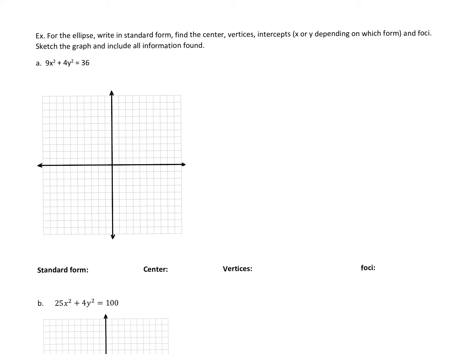For the ellipse, write it in standard form. Find the center, vertices, intercepts, they'll either be x or y, and the foci. So what we know is that this needs to be set equal to 1. So if I take this equation and I divide by 36, I'm going to get x squared over 4 plus y squared over 9 equals 1.